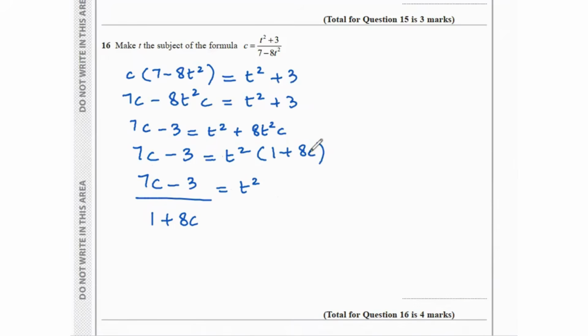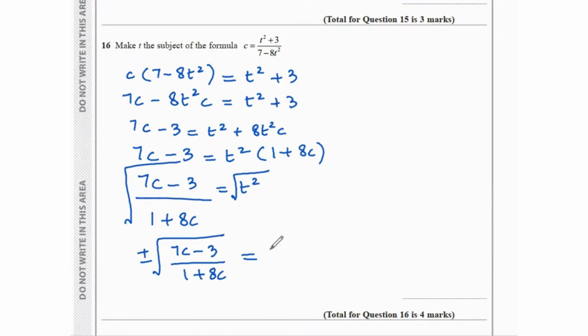Right now, t squared is the subject of the equation. They want t to be the subject. So to make t the subject, we will square root both sides. And when you square root, we get a positive and a negative value. So t equals the square root of 7c minus 3 over 1 plus 8c. That is your final answer.